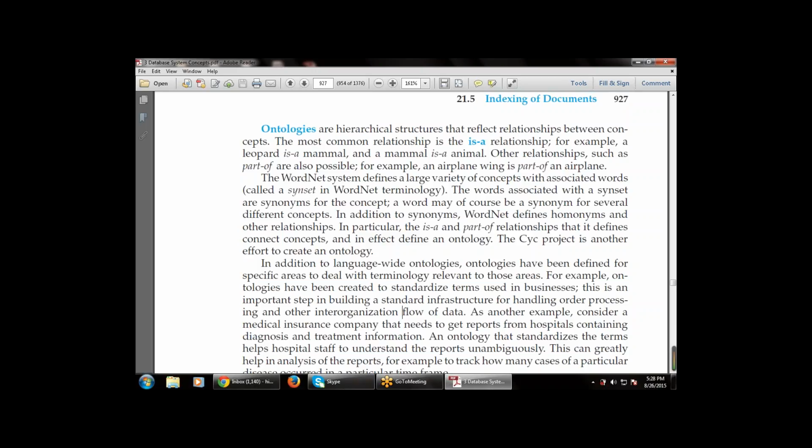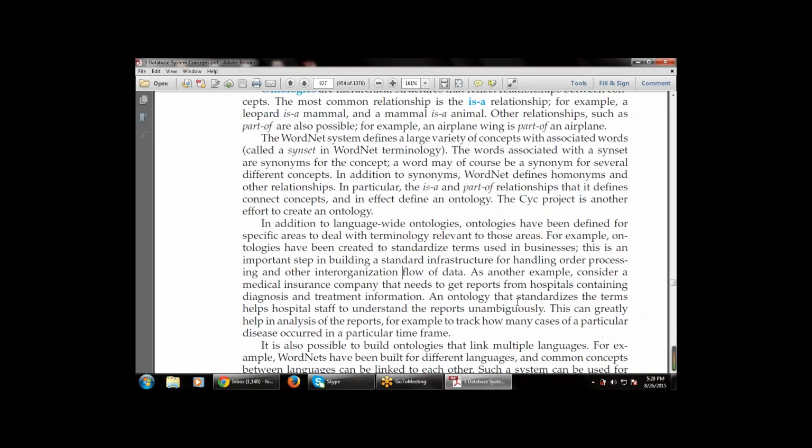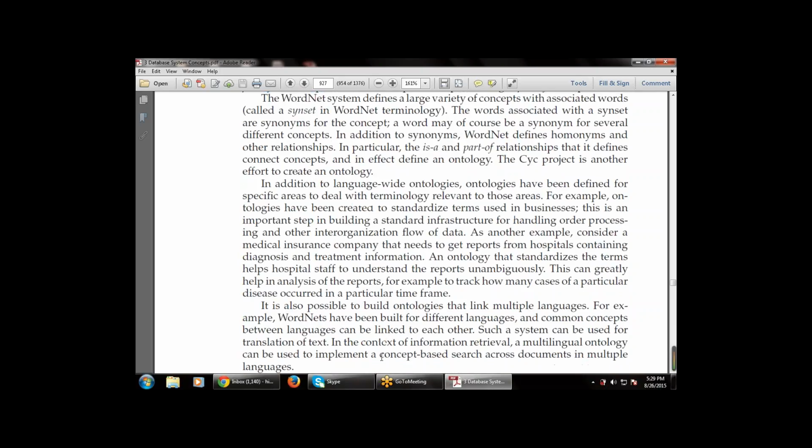So an ontology that standardizes the terms helps hospital staff to understand the report unambiguously. This can greatly help in analysis of the report, for example, to track how many cases of a particular disease occur in a particular time frame. Whatever the time frame, that content is used to define the terms in the database systems.